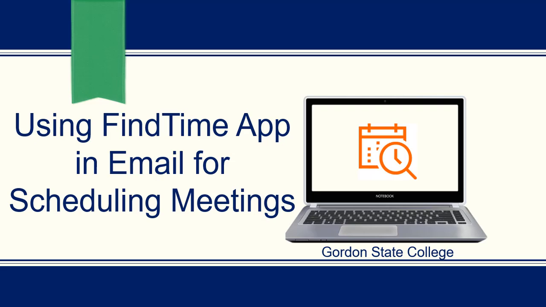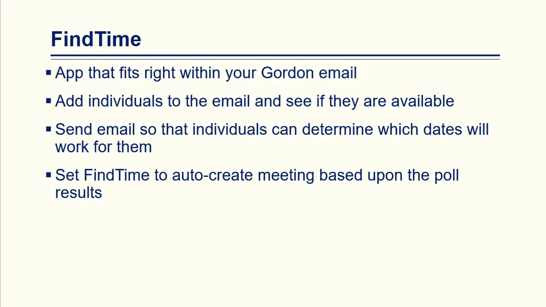Hello, this video will show you how to use the FindTime app, which integrates into your Microsoft 365 email account to find common times and schedule meetings with others. This app fits right within your Gordon email on the web version, and it allows you to invite individuals to a meeting by adding individuals to the email to see if they are available. So it will pull their office calendar there.